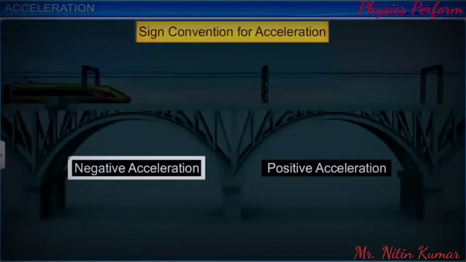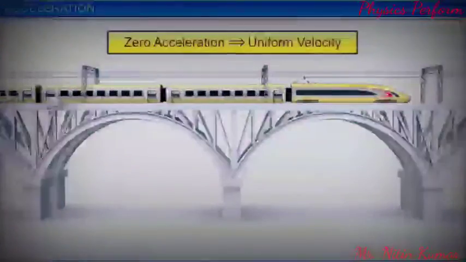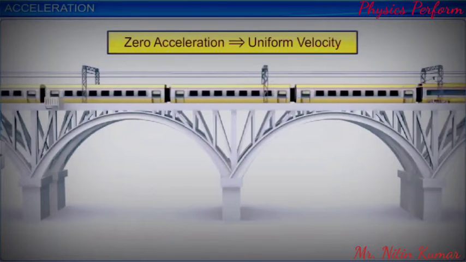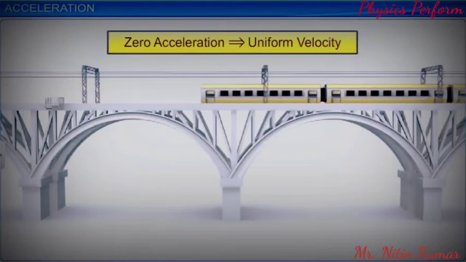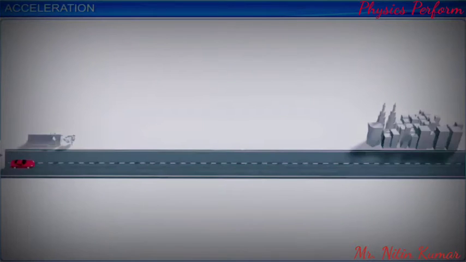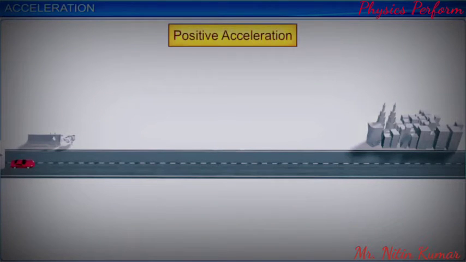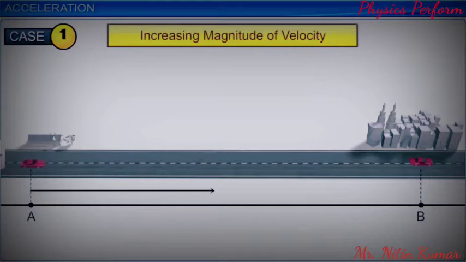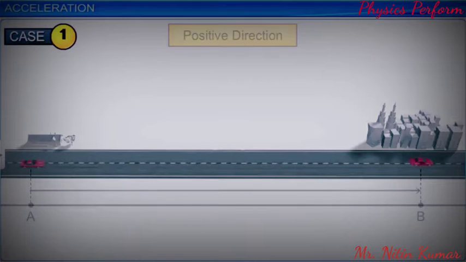Zero acceleration stands for uniform velocity. That is, the velocity does not change with time. Let us consider cases where acceleration is positive. Case 1. Let us consider a body, say, a car moving along a straight line, that is, from point A to B, with increasing magnitude of velocity. The body is said to be moving in the positive direction. Here, delta v is positive and direction of motion is positive.